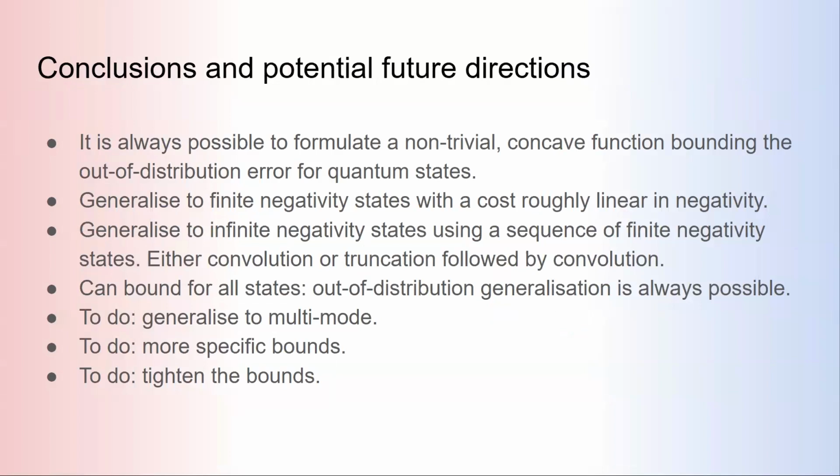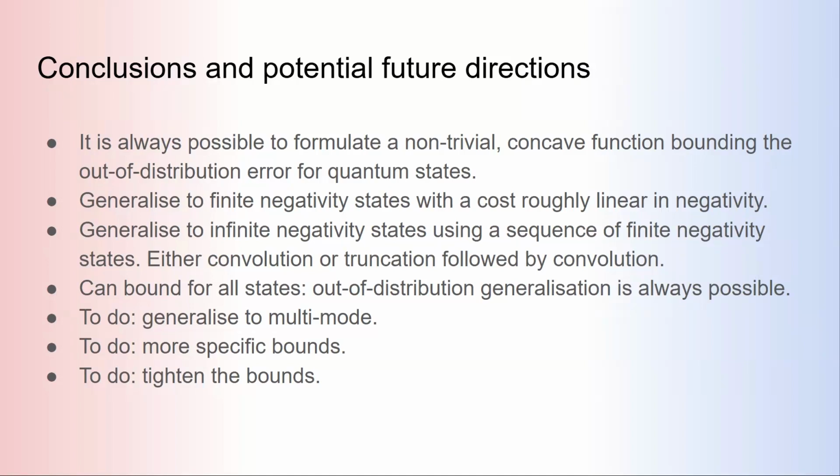And so, to conclude, it's always possible to formulate this bounding function for coherent states. We can generalize to finite negativity states with a cost that's basically multiplicative, roughly linear in the negativity. There is a slight difference: you have this n plus and n minus, which is a technicality you still need to calculate, but it's basically linear in the negativity. We generalize to infinite negativity states using a sequence of finite negativity states, so either convolution or truncation followed by convolution.